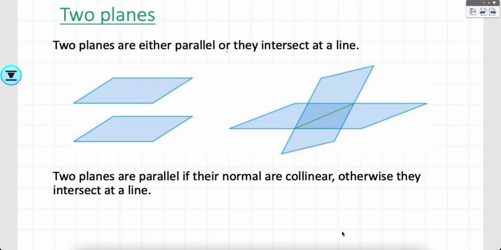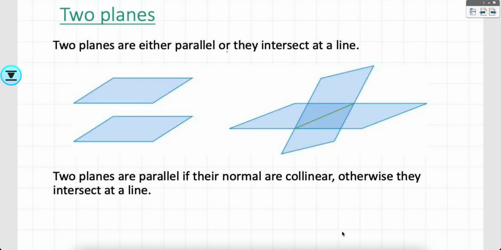After discussing the equation of a plane, we want to look at how two or more planes interact with each other. So this will be split into two parts. The first part will only discuss two planes, and then the second part will look at three planes. So what happens when I have two planes?